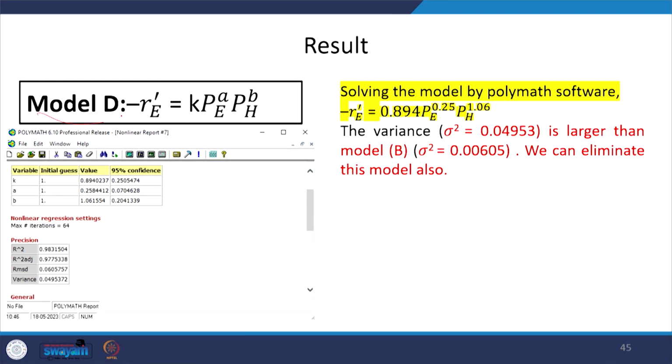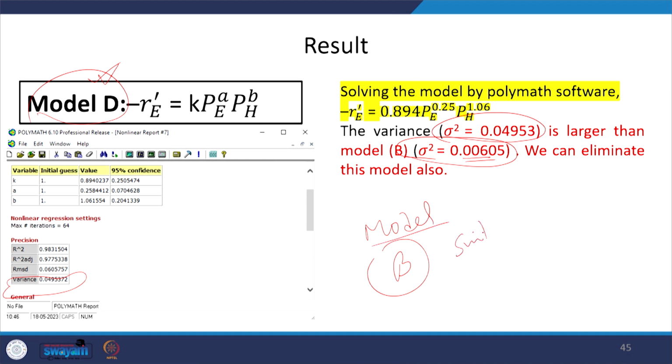Now, model D is also there. There also we can see the variance value is this, and in model B the variance was this. So, we can eliminate this model also. Therefore, model B is much more suitable. We can say that this model fits well with the experimental results, so we can consider this model for this particular reaction. Model B is fitted well.